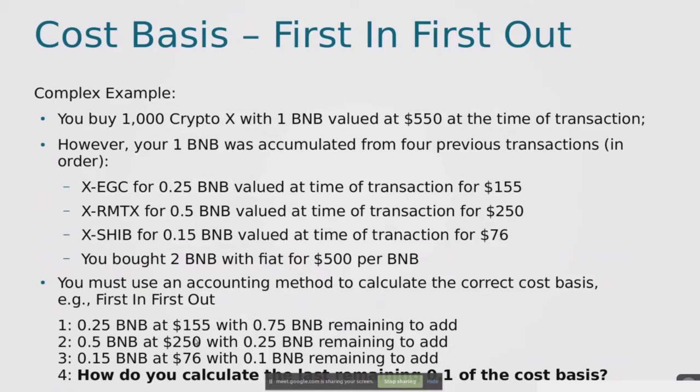But you're accounting for the majority of your 1 BNB, and there's a remaining 0.1 that needs to come out of this 2 BNB that you bought with fiat. Does anyone have any questions about this part? No, I'm good. Okay. All right.